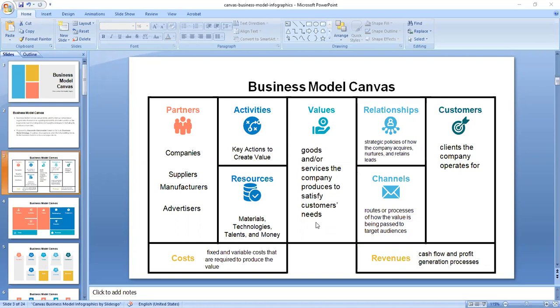Relationships, so strategic policies of how the company acquires, nurtures, and retains the lead. So what are your policies in the company that ensure that once you capture a particular market, it stays? You retain that particular captured market. What is it that you continually do that will ensure that the target market stays with you? Of course, it's something that is perpetual. So when I say perpetual, it doesn't mean that once you have set up guidelines and strategies to keep your customers, that's it.